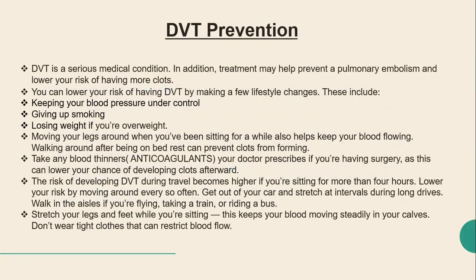Now, what is DVT prevention? As it is a serious medical condition, treatment may help prevent a pulmonary embolism and lower your risk of having more clots. You can also lower your risk of having DVT by making a few lifestyle changes, like keeping your blood pressure under control, giving up smoking, losing weight if you are overweight. Moving your legs around when you have been sitting for a while also helps keep your blood flowing. Walking around after being on bed rest can prevent clots from forming. Take any blood thinner like anticoagulants your doctor prescribes if you are having surgery, as this can lower your chance of developing clots afterward.